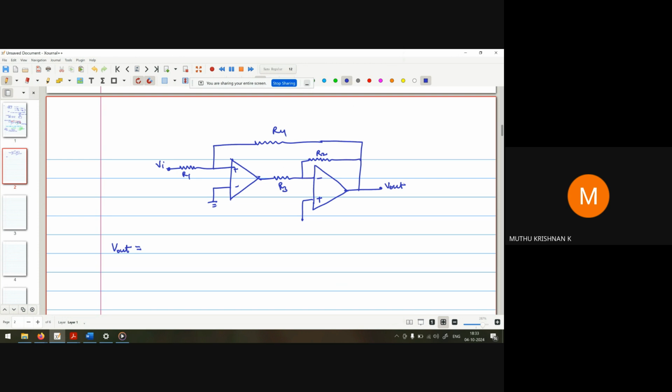Minus Vi by R1 into R4, so minus Vi times R4 by R1. If you see, there is no effect of R2 and R3 on the Vout. Why? Because these two points are virtual ground, so the current will go from the outer side. This is the direction of current, and we get the output here because of this. The value is minus Vi R4 upon R1.